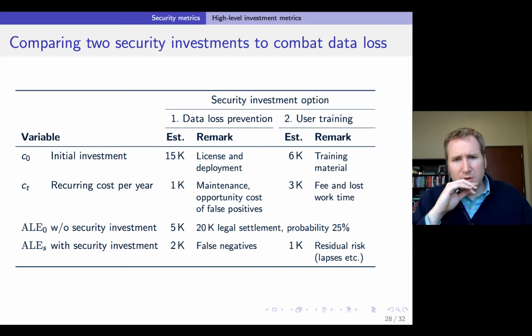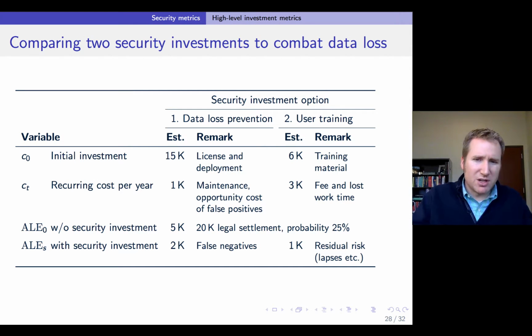and we think in this case about the expected loss. If you didn't make this investment, regardless of the two options, because if you're not making the investment, that's the baseline for comparison, we're going to say you'd expect to lose $5,000 because there's maybe a 25% chance that you would have to pay a $20,000 legal settlement. Now you can quibble with these numbers, but the point is to show the exercise.